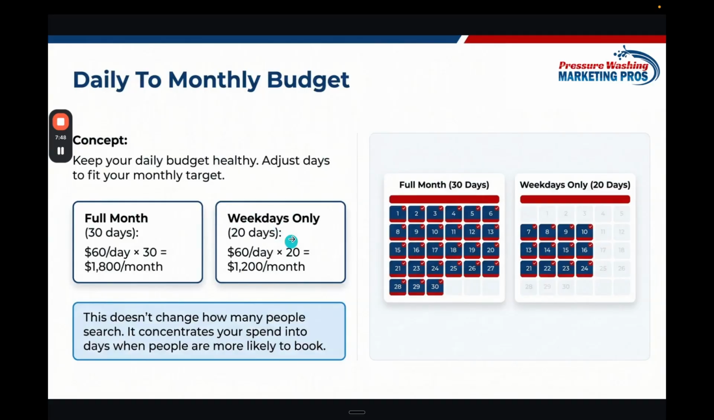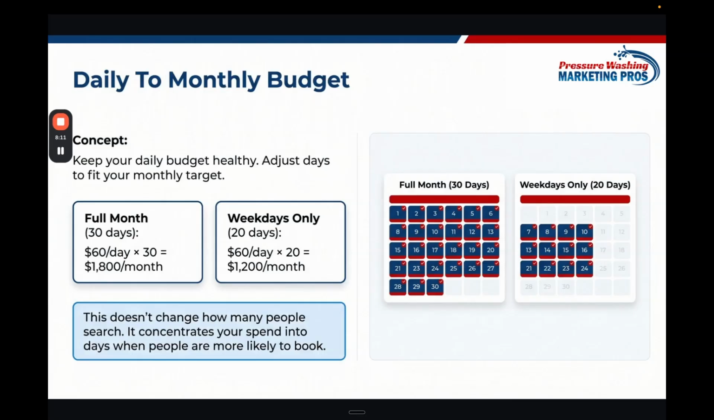You can run your ads on the weekdays only, which is about 20 to 22 days out of the month. And therefore, you can go ahead and spend more on those days because guess what? You're not running it on the weekend. So you keep your daily budget healthy and adjust days that fit your monthly target. And this doesn't change how many people search. It just concentrates your spending to days when people are more likely to book.